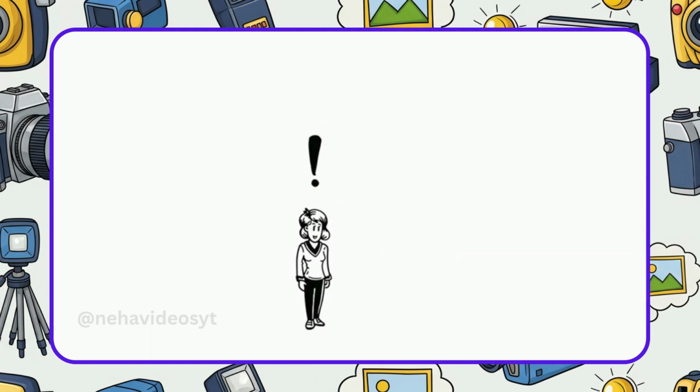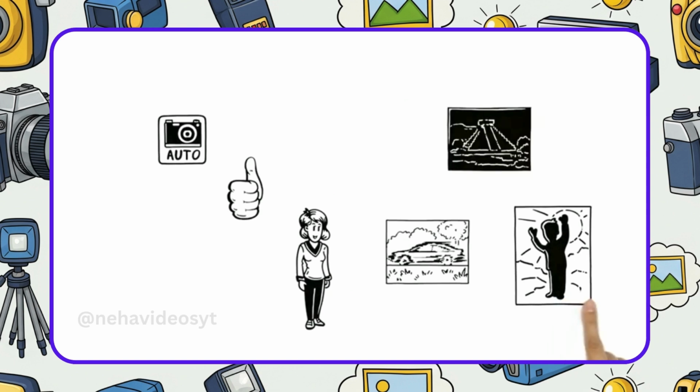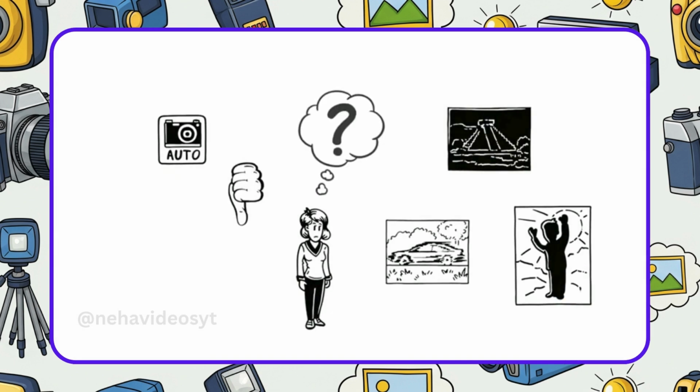Mary knows that many modern cameras are so good that they usually take great pictures in automatic mode. But some of her photos still don't turn out well. What can Mary do better?